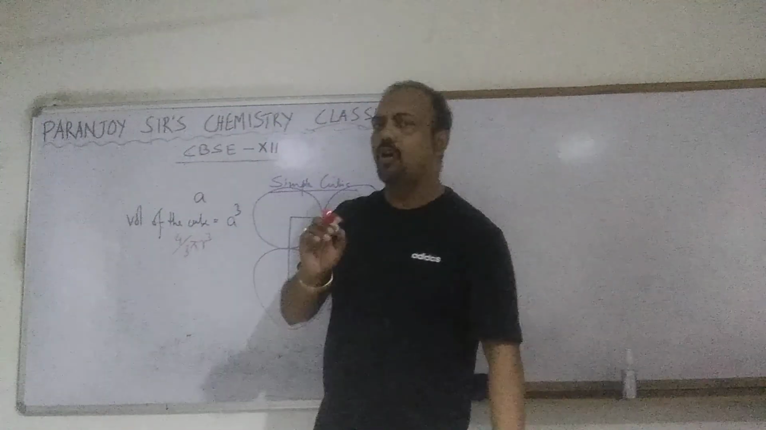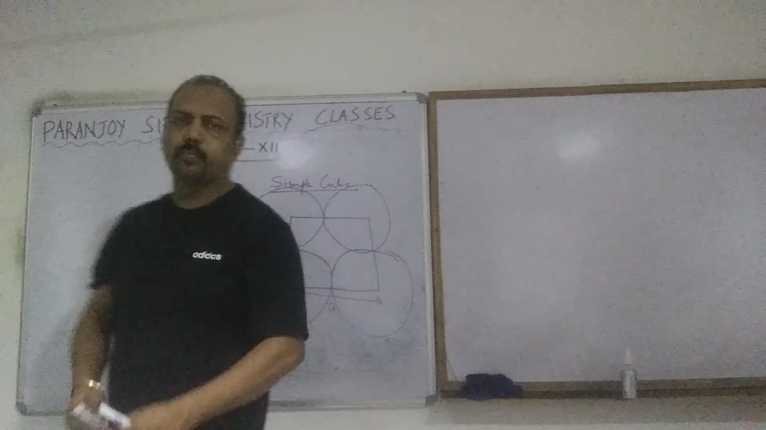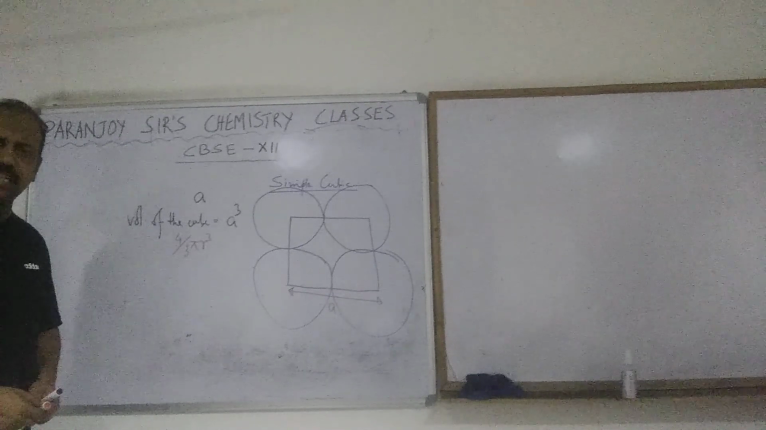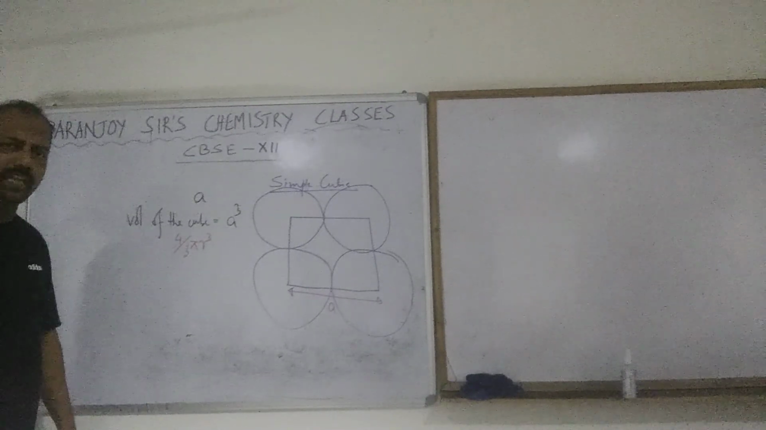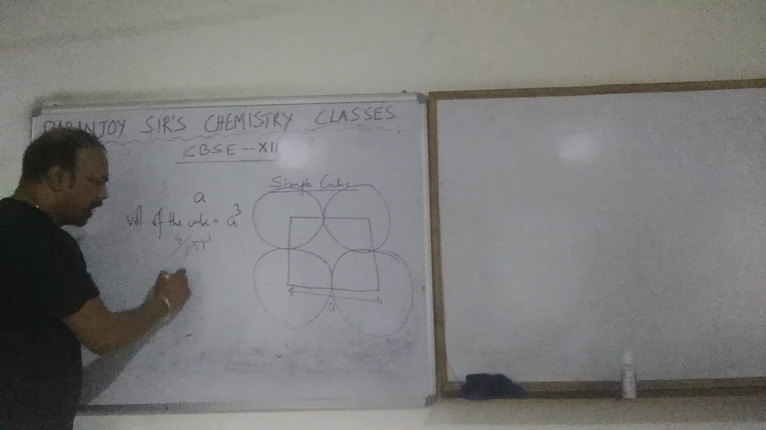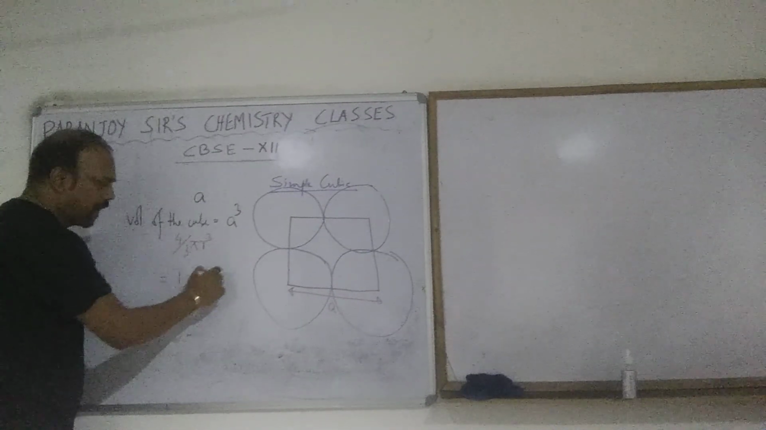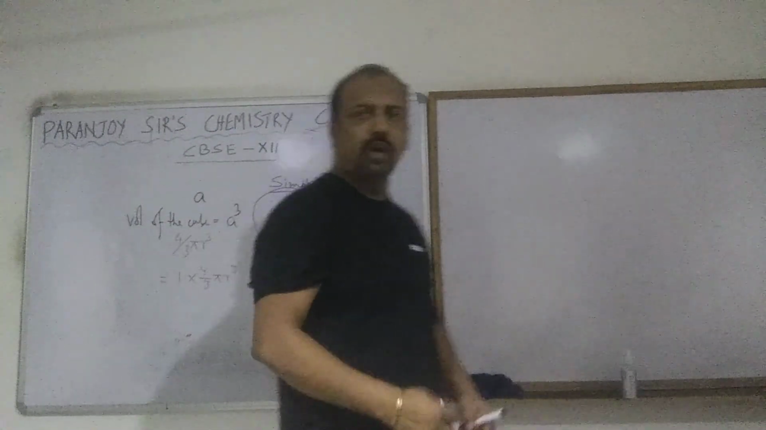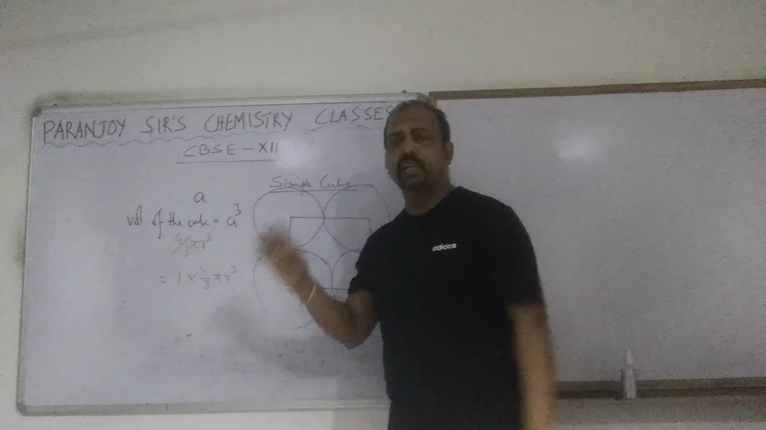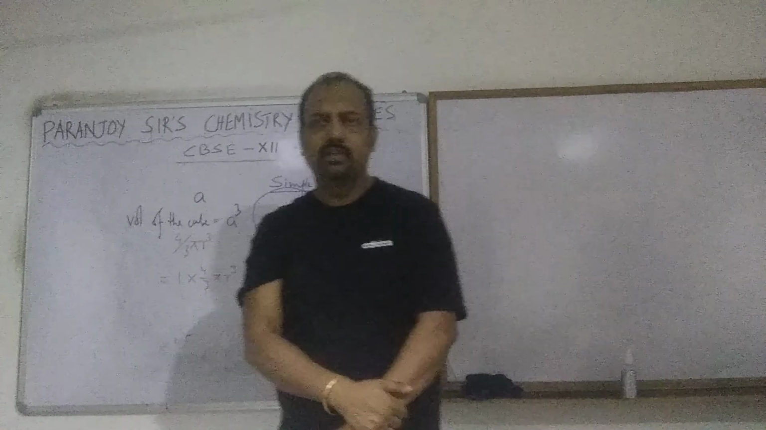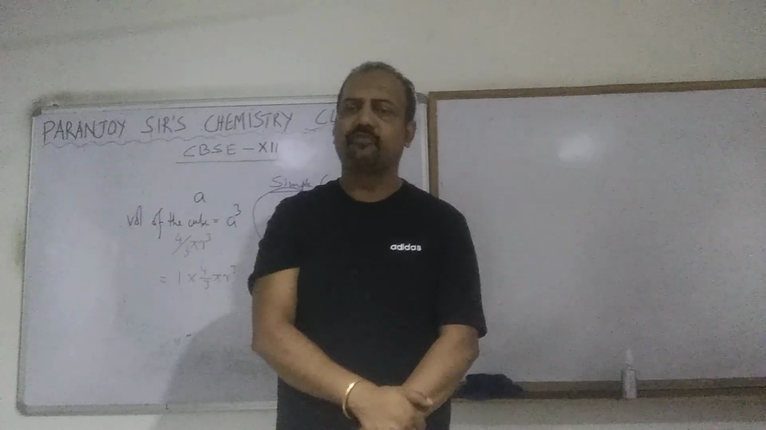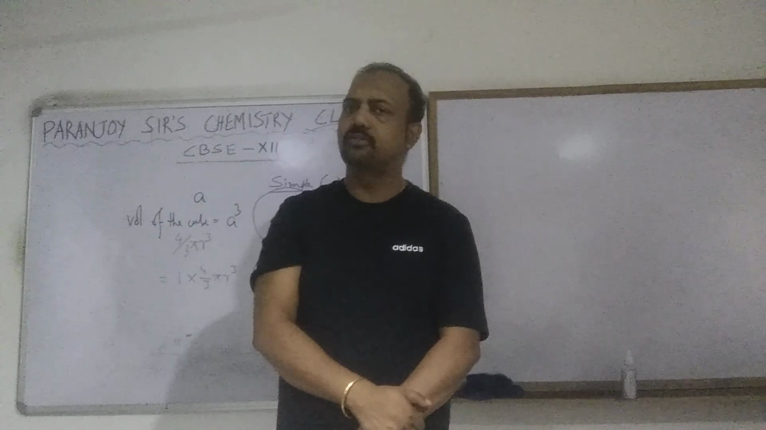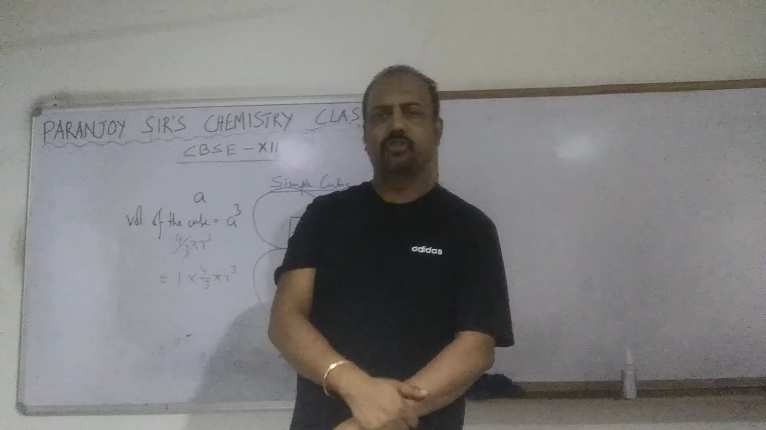Okay? So volume occupied, next line. Volume occupied by lattice point, sorry. Volume occupied by lattice point equals 1 into 4/3 pi r cube. Why did I write 1? You understood that? Why did I write 1 into 4/3 pi r cube? Because effectively there is only one sphere or one lattice point. That is why the volume occupied is 1 into 4/3 pi r cube. That is equal to 4/3 pi r cube.